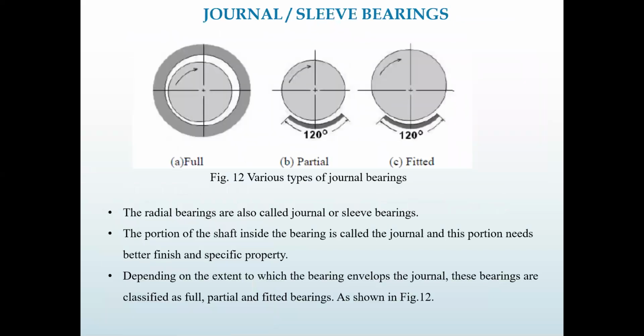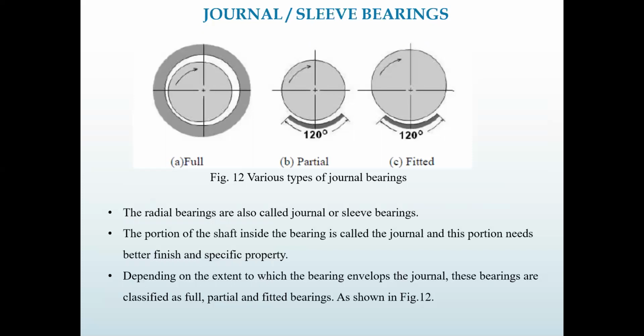Next, we will discuss the journal bearing. There are three types: full, partial, and fitted. In our design aspect, we will design full, partial, as well as fitted. Partial may be 180 degree or 120 degree. Full, obviously, is 360 degree, and fitted is generally about 120 degree.